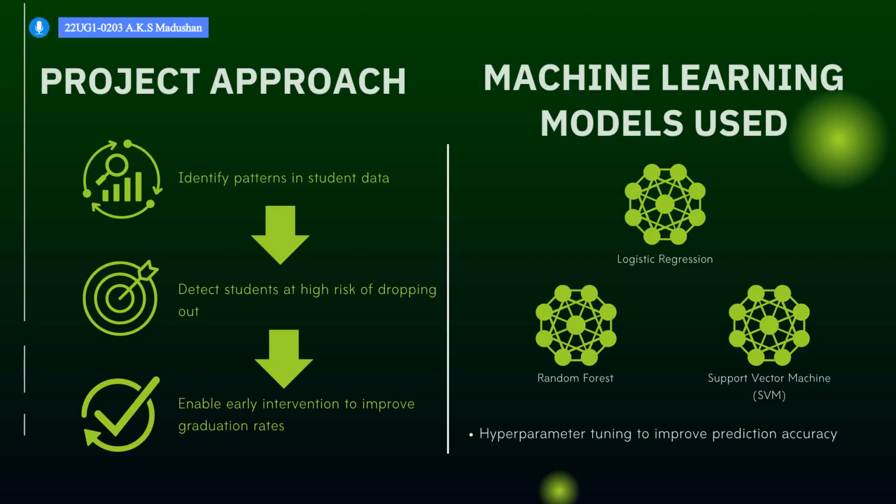Our objectives for this project are as follows: to analyze student data and identify key factors contributing to dropout, apply machine learning models to make predictions, and compare the performance of these models using metrics like accuracy, precision, recall, and F1 score. Finally, we aim to optimize the model through hyperparameter tuning to improve prediction accuracy.